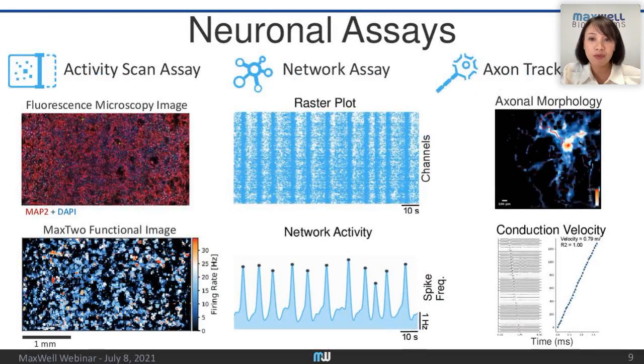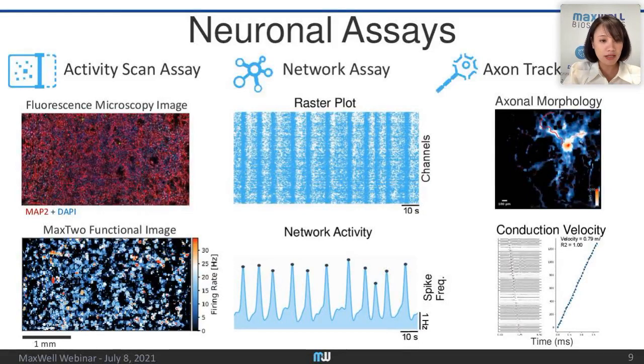Now, focusing on what we can do with this technology. So this is just a rough overview of our assays. You will learn more from the presentation later. So first, we have activity scan assay. Here, we are able to identify where the cells are located, how active they are, and what is the amplitude of the signal, and other features of all of your cells in the sample.